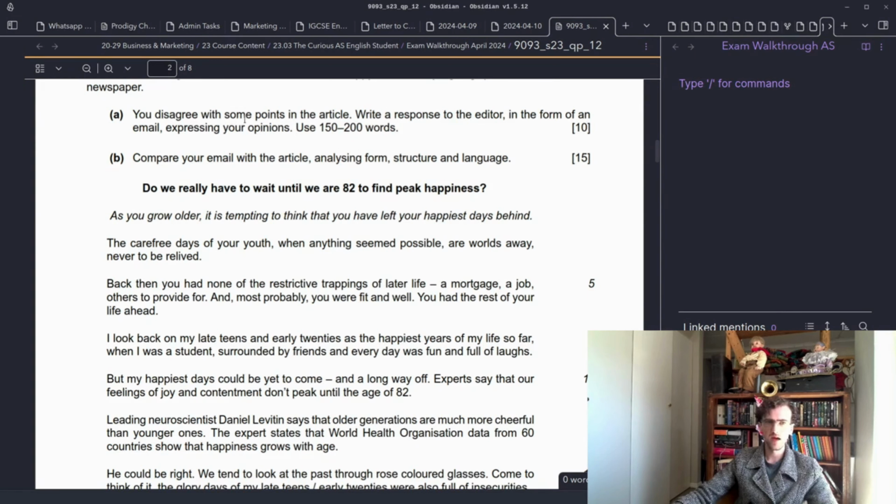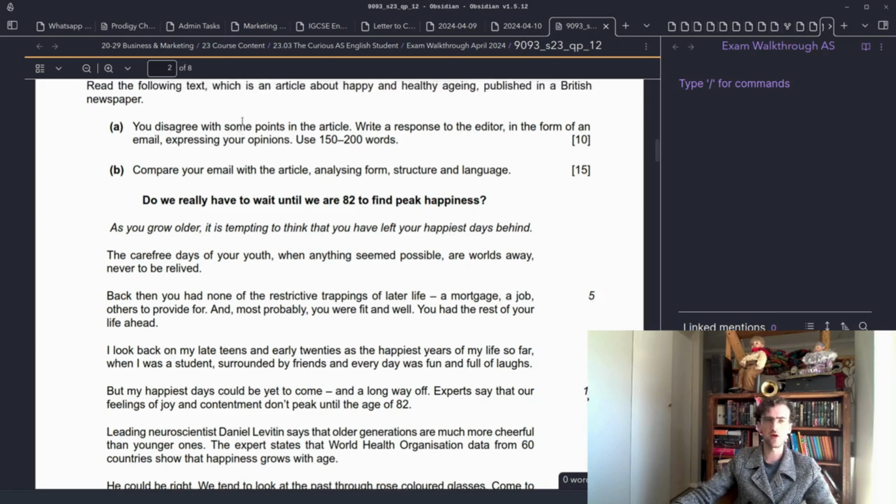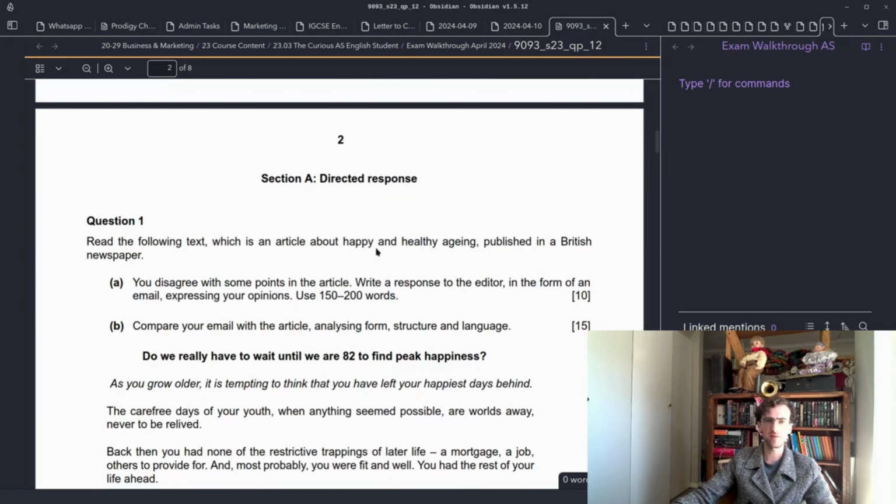Now, what we're told here is you disagree with... Oh, okay, so this is the article about happy and healthy aging. So it tells us what it's about, so it tells us the topic, and it is published in a British newspaper. So it tells us where it was published. And we need to disagree with some points in the article. They tell us a stance we need to take, and we need to write a response to the editor in the form of an email. So we are writing an email, so we should probably include a subject line as well. Expressing your opinions, use 150 to 200 words.